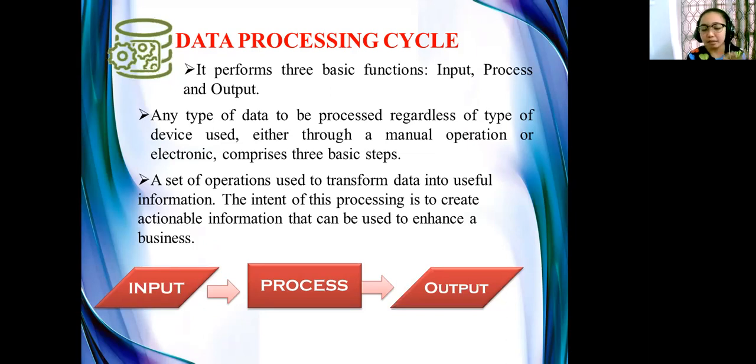So, from the data na in-input natin, then prinoseso natin, at nagkaroon tayo ng output. So, ito yung tinatawag natin na data processing cycle para magkaroon tayo ng information. So dito, a set of operation used to transform data into useful information. The intent of this processing is to create actionable information that can be used to enhance a business. So ginagamit siya sa mga business, sa mga industry, lalo na kapag kinakailangan nila yung sa sales.